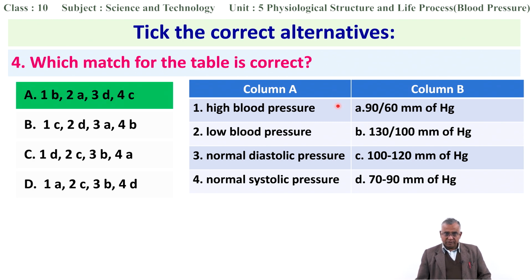Have you got the correct answer? 1B. Look here, high blood pressure, and B is 130 to 100 mm of Hg. How is it correct? In B, look here, 130 is systolic pressure. That is in between the range of 100 to 140, that's okay. But this 100 is out of the range 60 to 90. So here it is higher than 90. So it is high blood pressure.